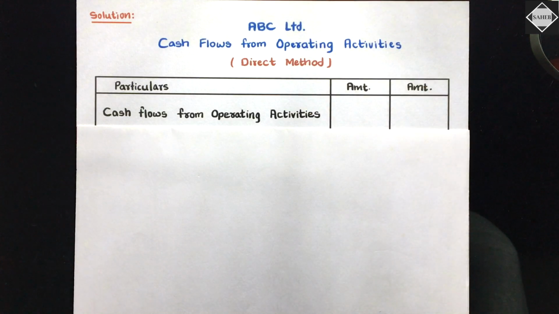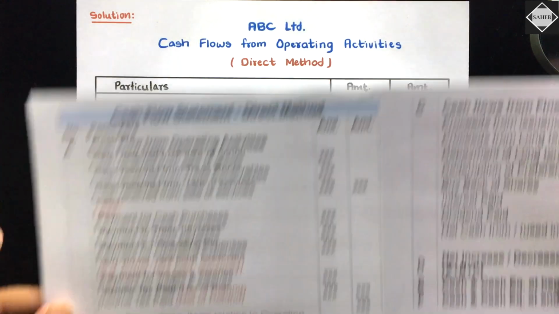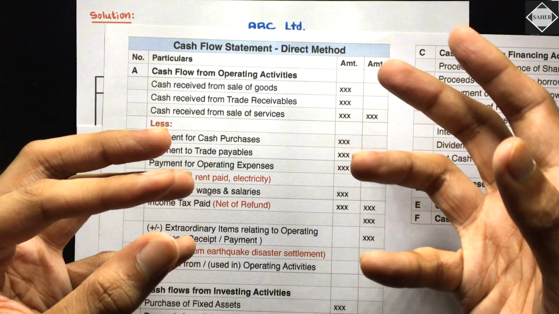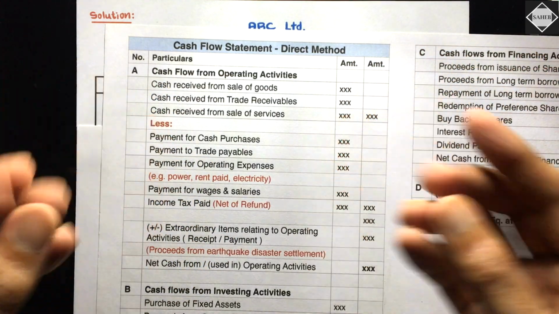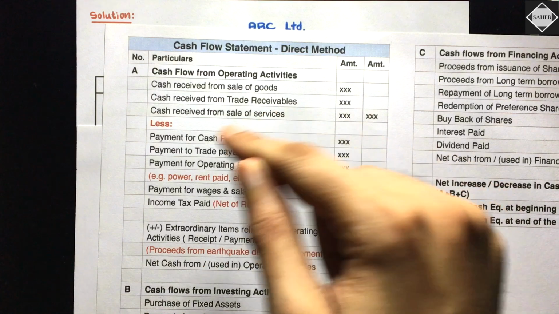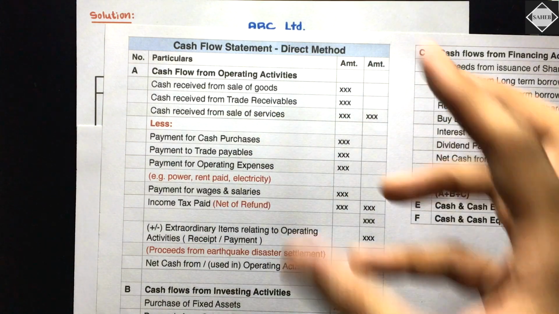Okay, ABC Limited, we are just preparing cash flow from operating activities under the direct method first, right? You all know the format and everything. What do we do? We just do cherry picking, right? Whatever cash inflow and outflow there is regarding operating activities, we just take that directly. Okay, it's very simple. See here, cash received from sale of goods, from trade receivables, from sale of services. Yeah, we just take that.